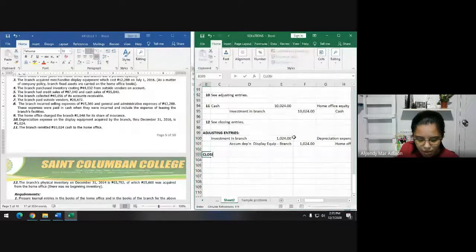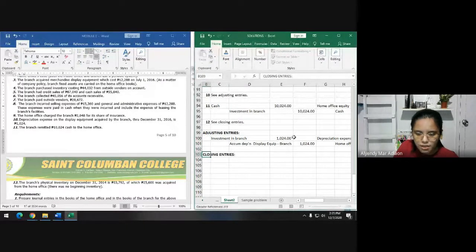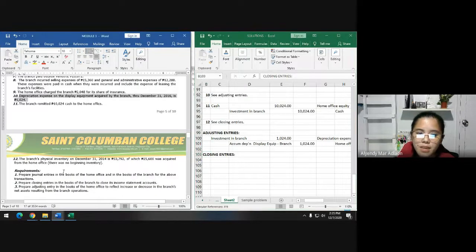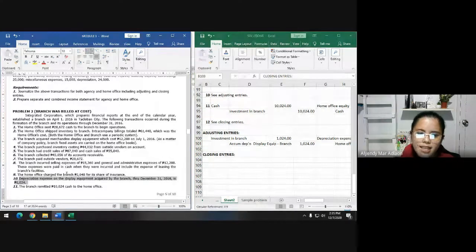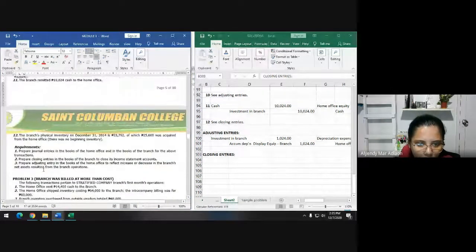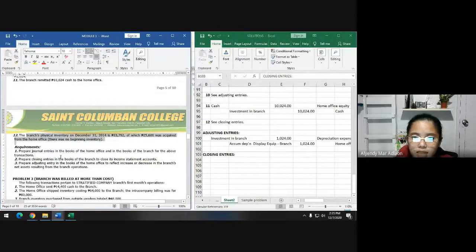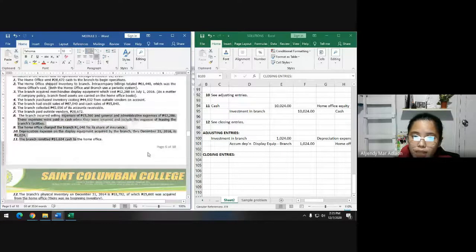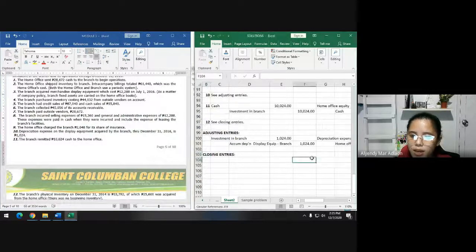So how about in the closing entries? Okay, so in the closing entries na ay duha: closing entries on the part of the home office and closing entries on the part of the branch. Let's start first with the home office. So unsa man ang closing entries ni home office ani? Kato lang pertaining sa iyang transaction na gihatag. Let us see. Home office. Okay, so walay gihatag nga closing entries sa transactions ni home office. So wala tay buhaton. Dire na ta diretso kang branch.